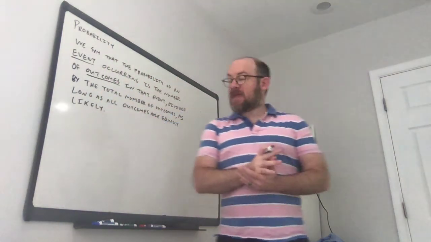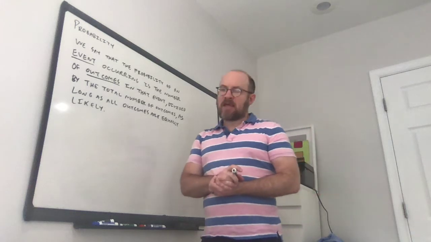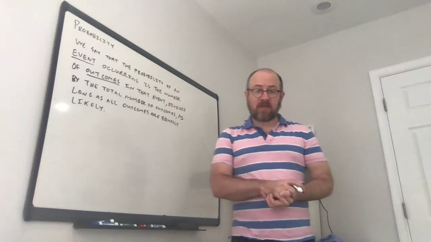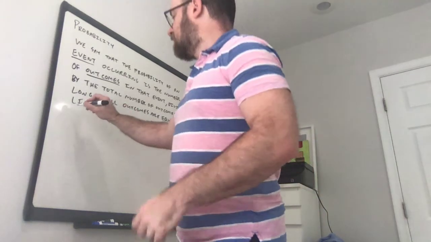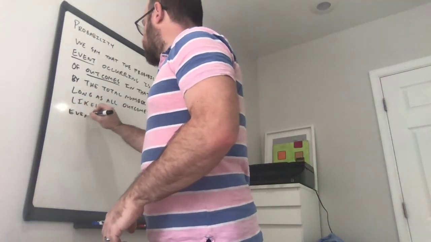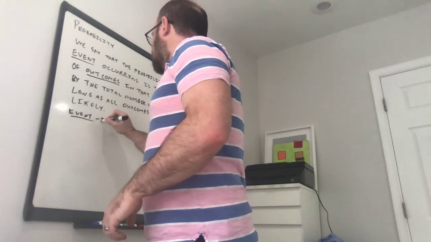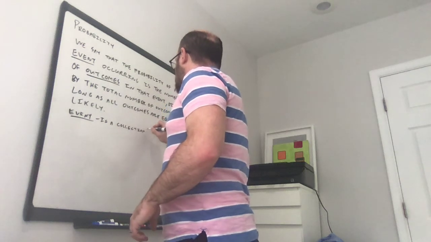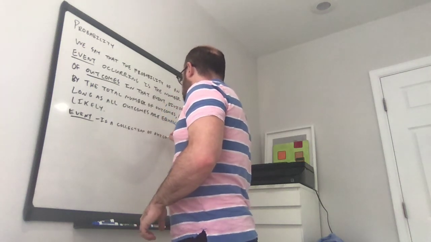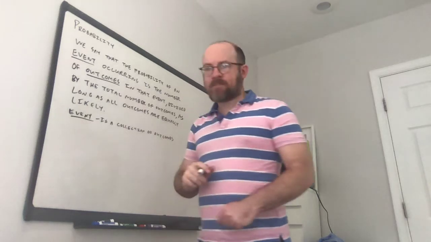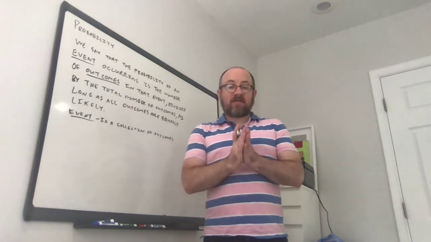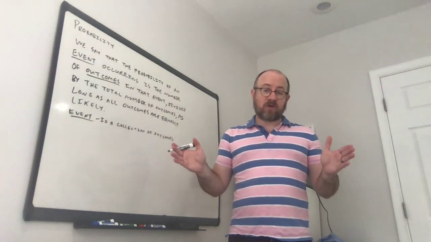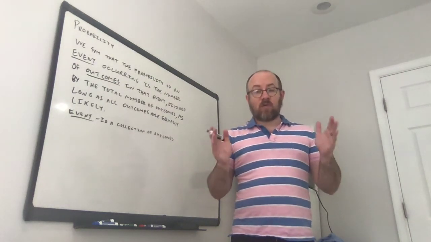Okay, so let me explain kind of what this means. When we talk about an event in theoretical probability, an event is a collection of outcomes. And an outcome is, as is kind of said here, any of the possible results of whatever we're doing, as long as those are all equally likely.